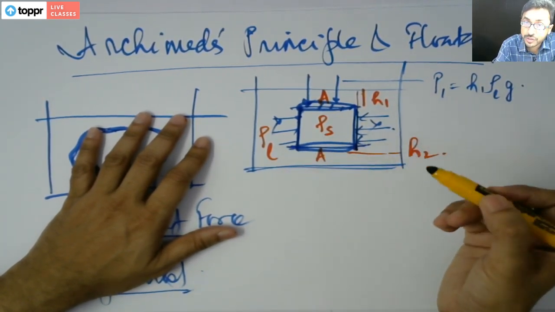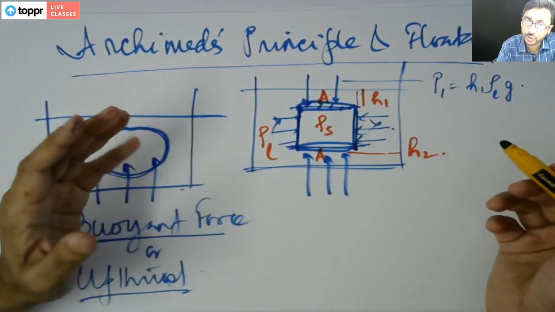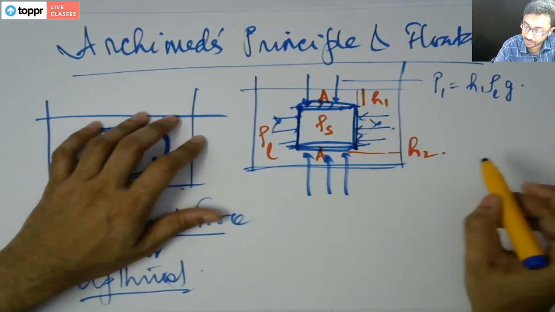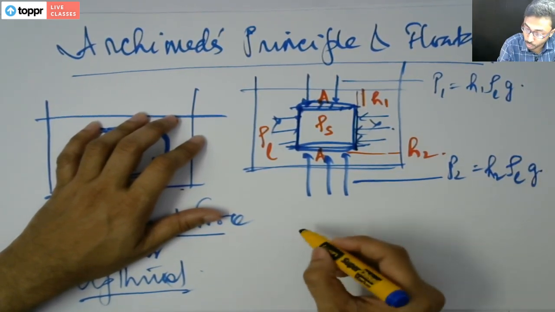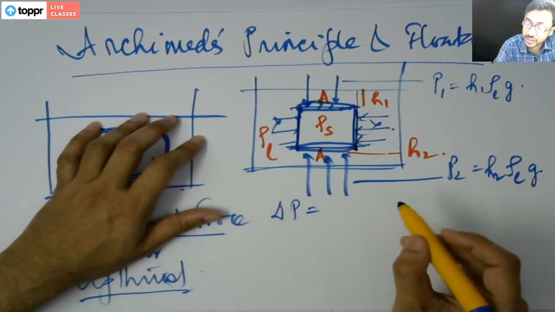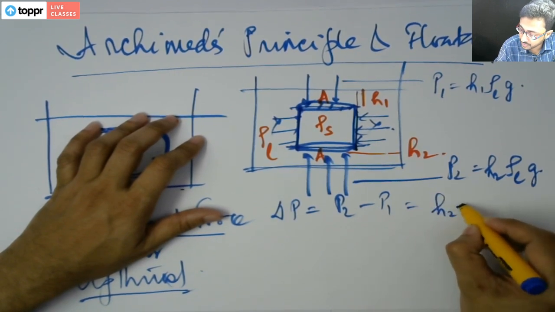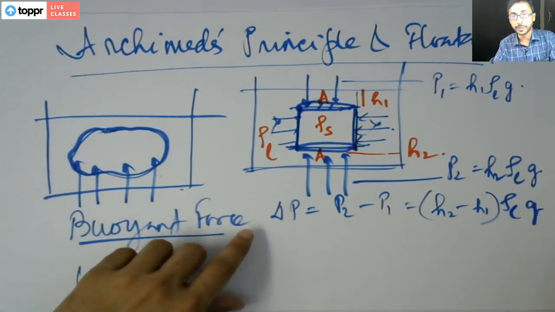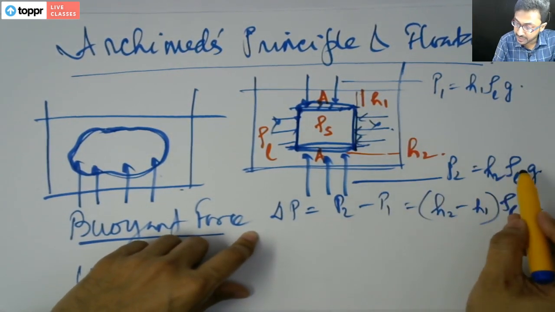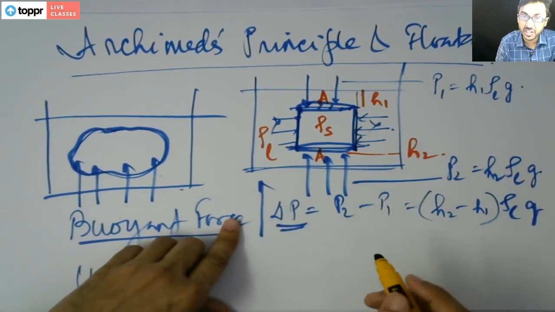And in the bottommost region, the pressure is in the upward direction, because on the other side the liquid cannot apply pressure. This pressure P2 is h2 rho L into g. So what is the net pressure? The difference in pressure is P2 minus P1. If you take density common, it will be (h2 minus h1) rho L into g. So this net pressure is in the upward direction.